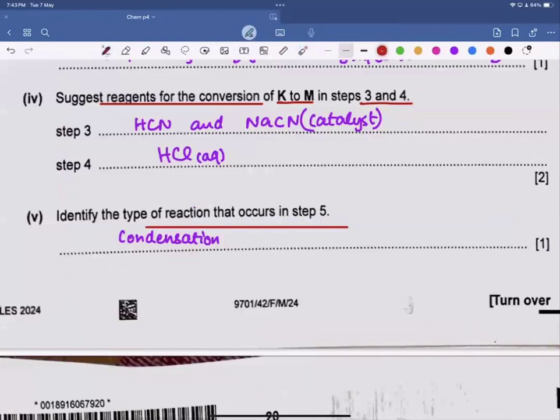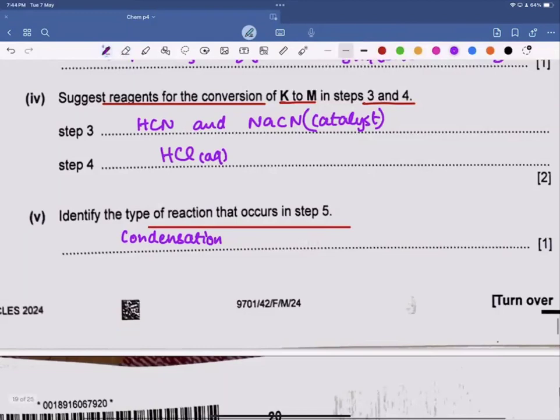And besides this, we have studied this reaction in A2 level as well with the carboxylic acid derivatives, where we have mentioned that these are addition elimination reactions. So instead of condensation, you can write it is an addition elimination reaction as well. So this one is also going to be considered correct if you write addition elimination. But as they are asking you to write the type of reaction, and if you write esterification, remember, esterification is not any type of reaction. It's just the general name given to a reaction because the product formed over there is an ester.